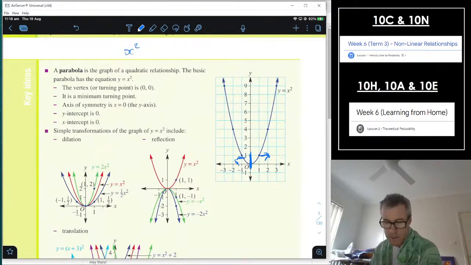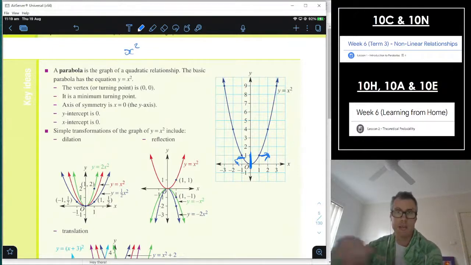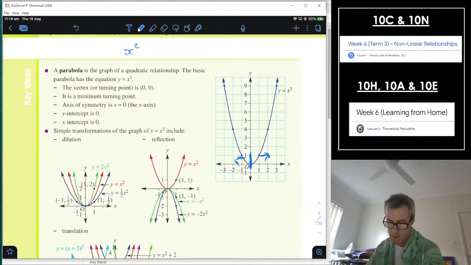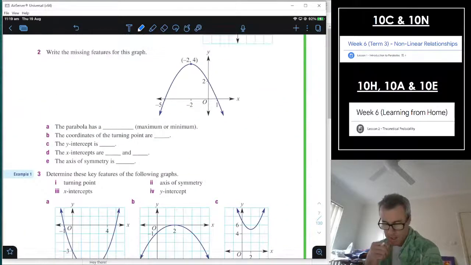The y-intercept, so remember the y-intercept is where the line runs through the y-axis, and the x-intercept is where the line runs through the x-axis, okay? So, using that information, let's break this down.